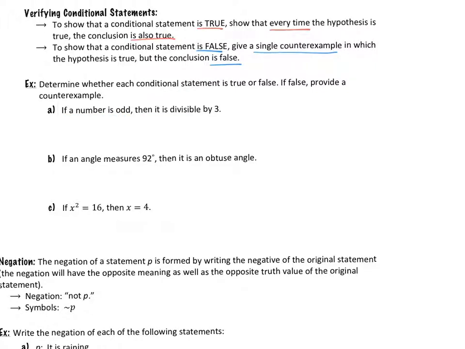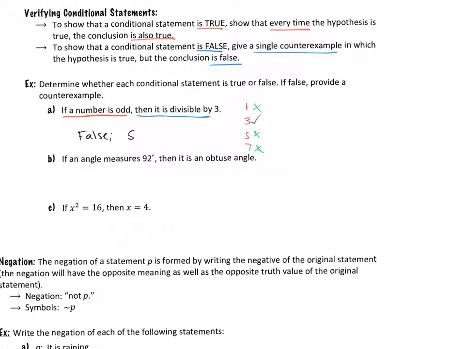In our first example, the hypothesis is if a number is odd, and the conclusion is then it is divisible by 3. Let's start by listing some odd numbers: 1, 3, 5, 7. 3 is divisible by 3, but 1 is not, 5 is not, 7 is not. You could pick any odd number that is not divisible by 3, so we are going to say false. And our counterexample is, let's say, 5.